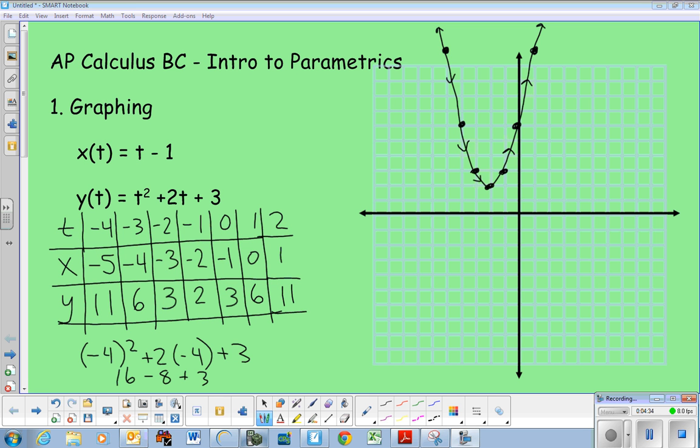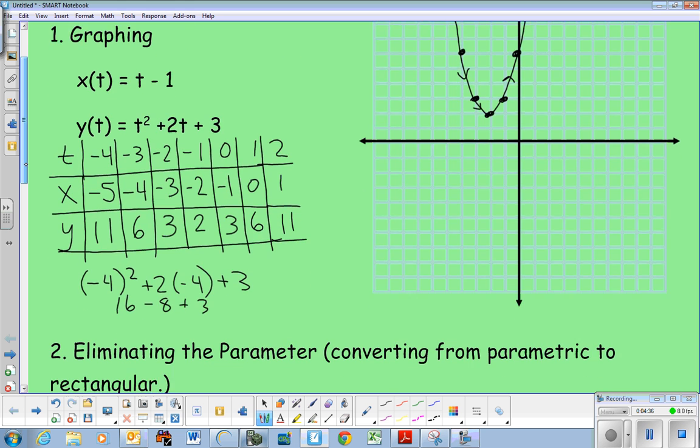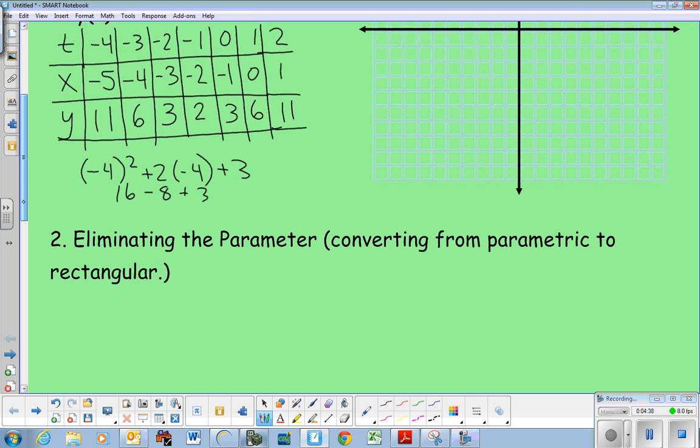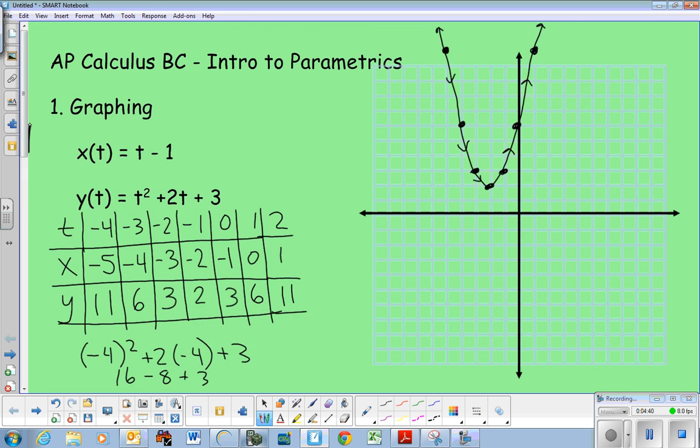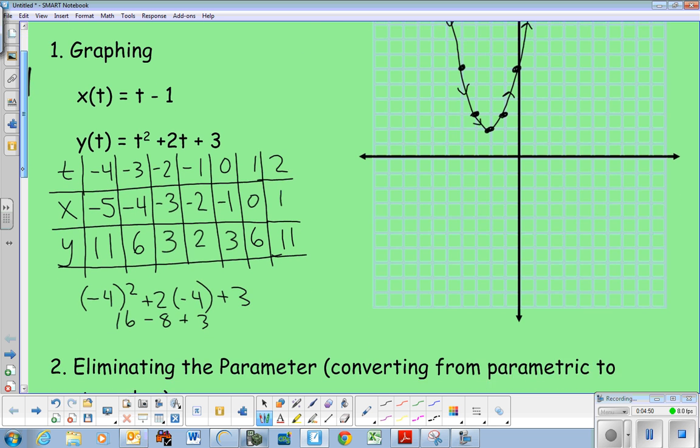So before we get to some calculator stuff, let's talk about this. This is just a parabola that you've been learning about for years. So what about just the regular parabola? Can I express this parabola not in parametric form? Well, that's going to be called eliminating the parameter.